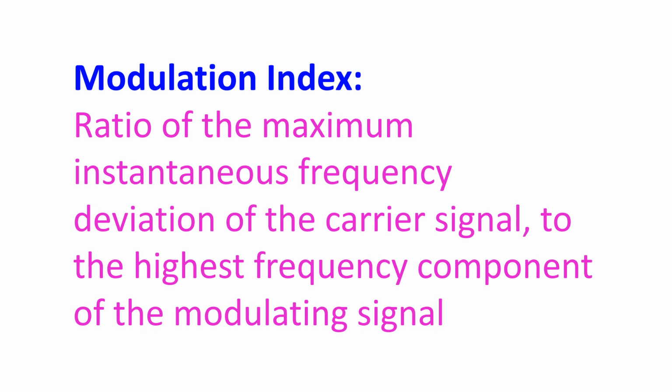Narrowband FM has a low modulation index, while wideband FM has a higher modulation index. Modulation index is the ratio of the maximum instantaneous frequency deviation of the carrier signal to the highest frequency component of the modulating signal. Higher bandwidth in wideband FM gives better signal to noise ratio during reception.